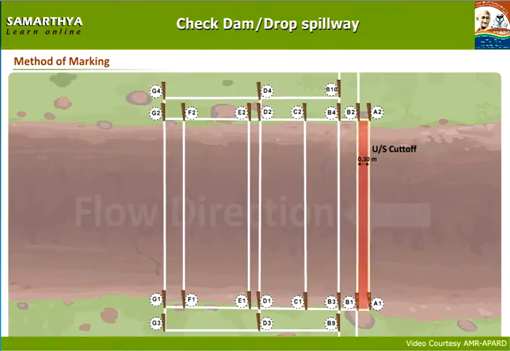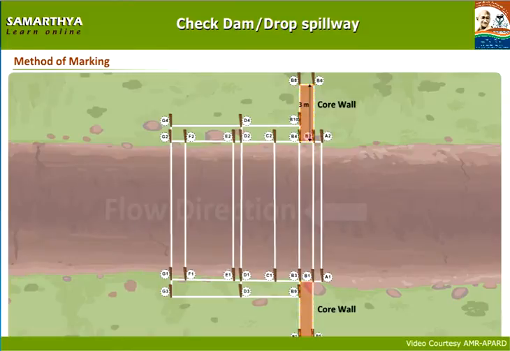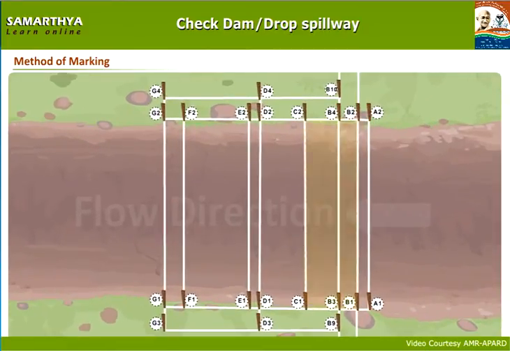The center portion of A1, A2, B1, B2 shows upstream side cutoff wall. The center portion of B1, B3, B5, B7 and B2, B4, B8, B6 shows 3-meter length core wall. The center portion of B1, B2, C1, C2 shows bottom width of the body wall.